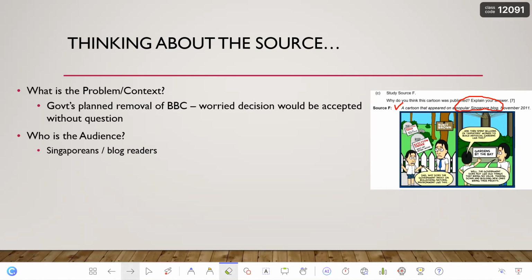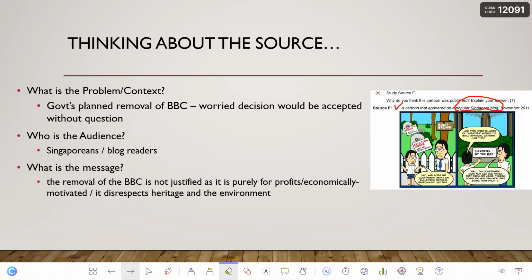So M stands for message. What message is it trying to convey? Simply that the removal of the Bukit Brown Cemetery is not justified, or is wrong, because it's for profits or economically motivated, which is what the source is trying to say. Or you can also say perhaps that it's unjustified because it disrespects heritage and the environment, right? Bulldozing natural environment, telling graves to relocate themselves. These are very disrespectful actions.